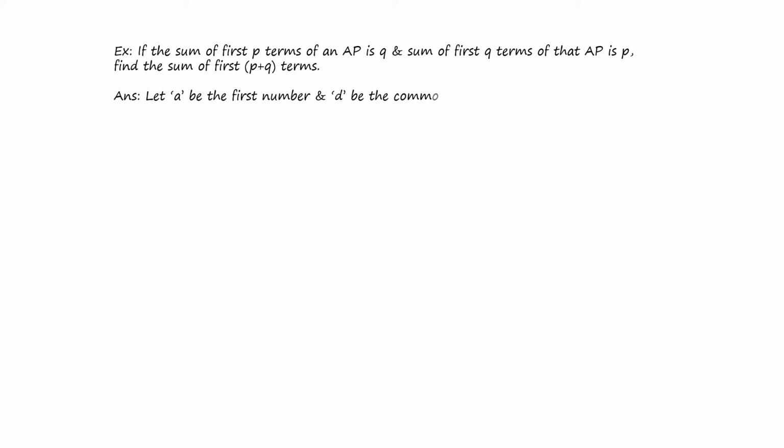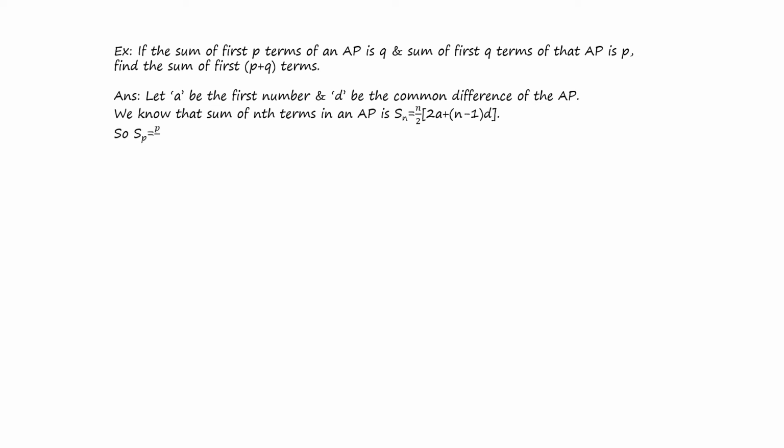Let a be the first term and d be the common difference of the AP. We know that the sum of n terms in an AP is given by Sn equals n by 2 whole into 2a plus n minus 1 into d. So using this formula, we can find the sum of p terms and the sum of q terms. So the sum of p terms, Sp equals p by 2 whole into 2a plus p minus 1 whole into d, and this equals q. Let this be equation 1.